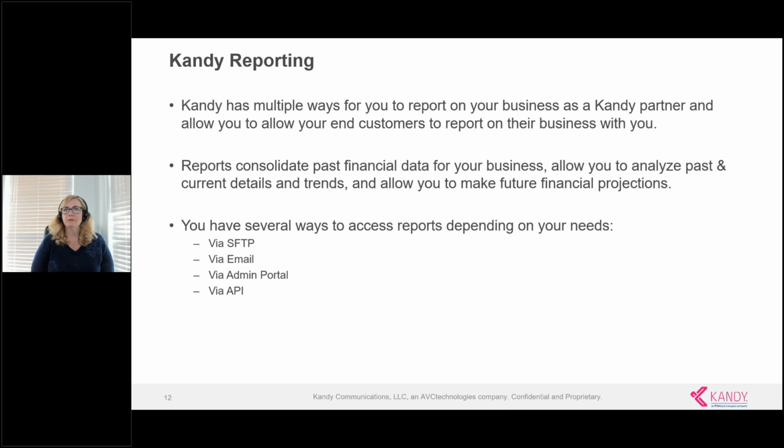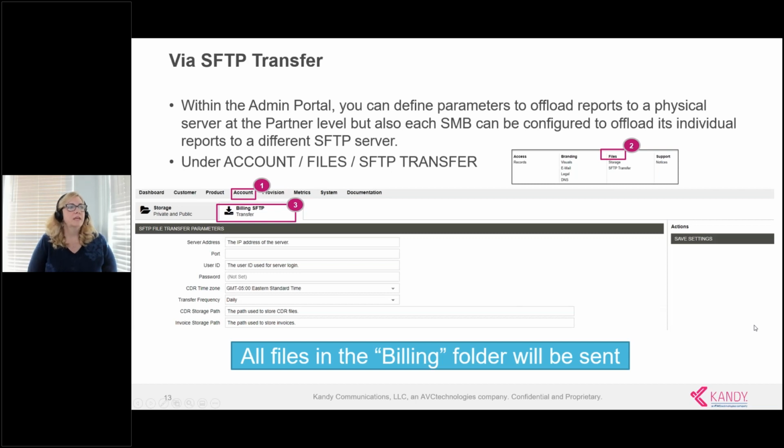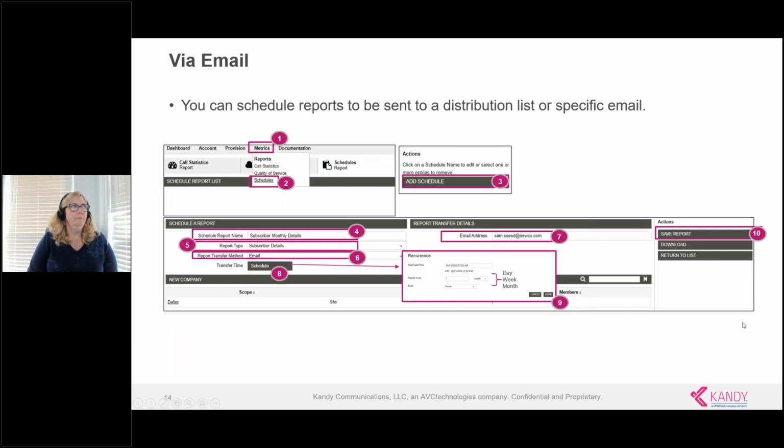And then through the admin portal, I've mentioned a few of these. We'll go through them in more detail, but also within the APIs, you can extract these as well. And I'll show you where that's at. So again, within the Sftp, don't forget that under account, files, billing, Sftp, you can set them up to offload to a location. That's everything that's in the billing folder. And then if you set up scheduled reports, these can also be done through metrics, schedules.